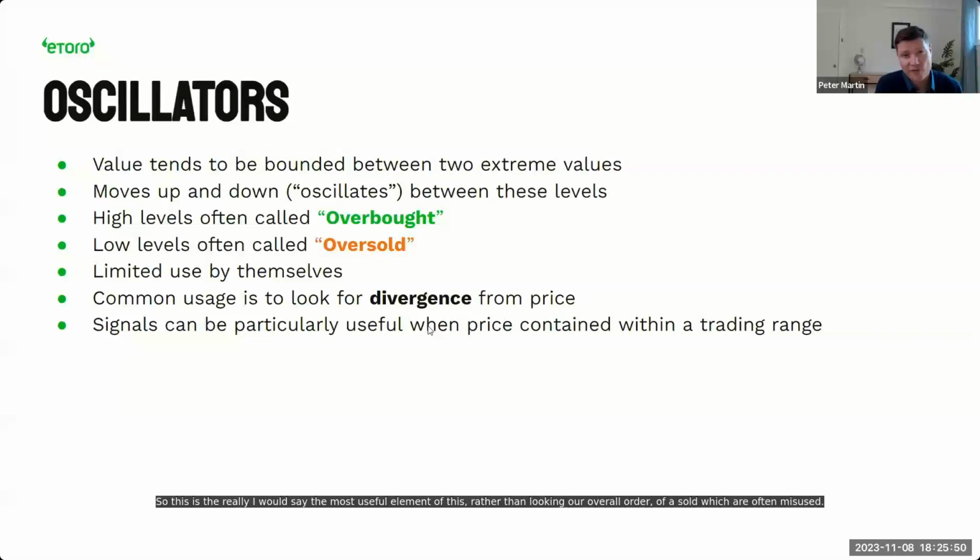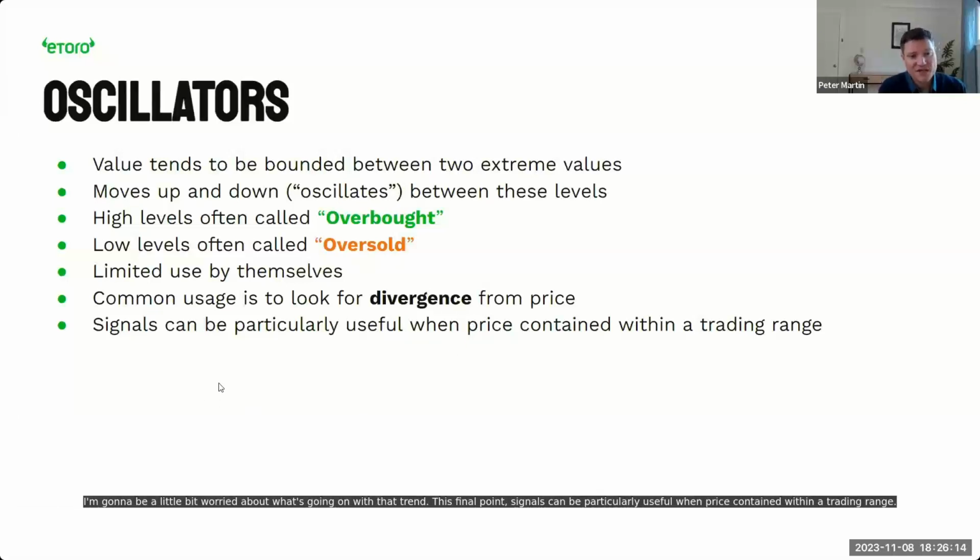So rather than looking at overbought and oversold, which are often misused, best usage is to look for divergence from price as a thing telling us we're looking at the trend. We're trying to make up our mind, okay, I think I know what the trend is. Let's look at the oscillator and see if we get agreement or disagreement. If there's disagreement, I'm going to be a little bit worried about what's going on with that trend.